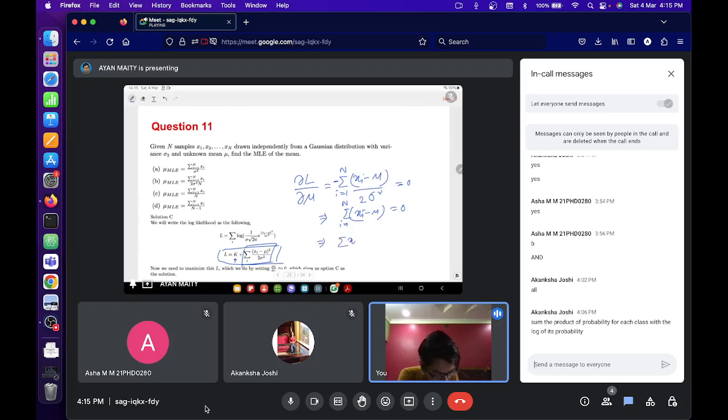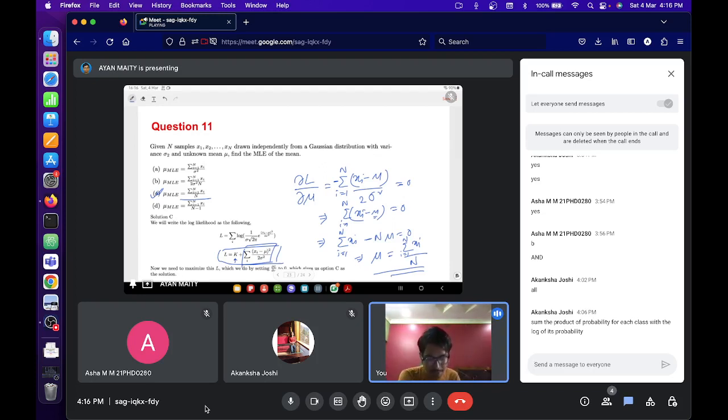So summation xi, i equals 1 to n, minus, if we take this mu out of the summation, it will be n into mu, equals 0. So now mu will be the summation of xi divided by n, i equals 1 to n. So mu is basically the mean of all the data points that we have sampled. So the C option is this one, summation over xi, i equals 1 to n, divided by n.